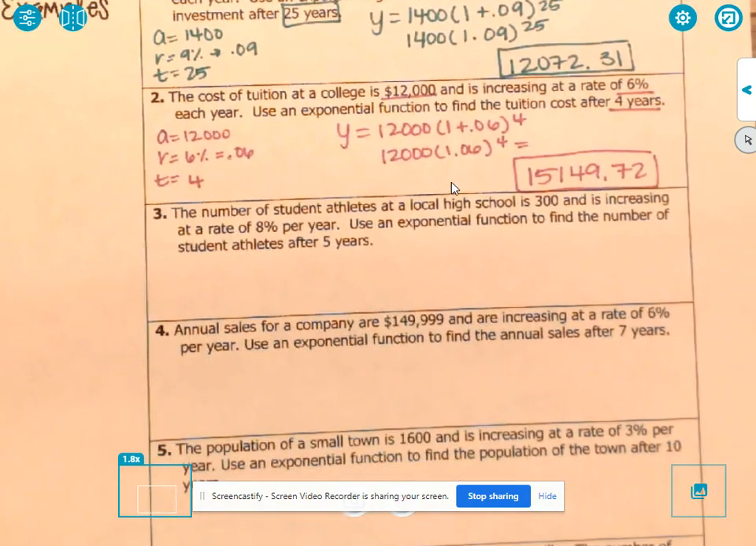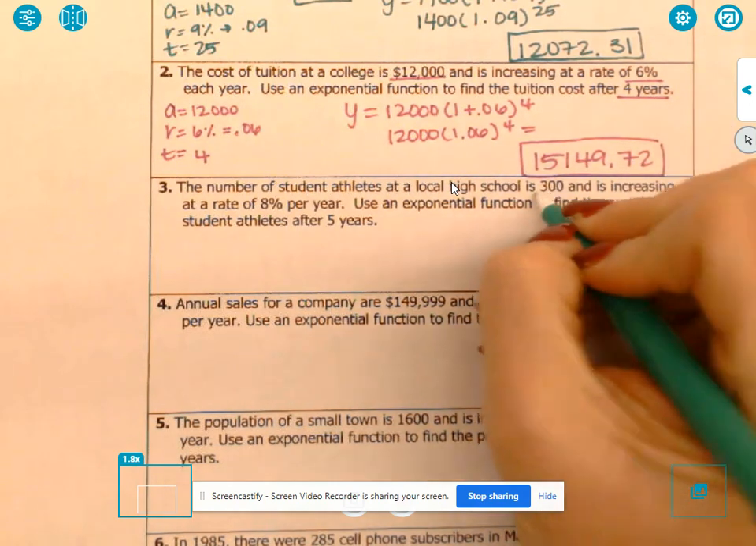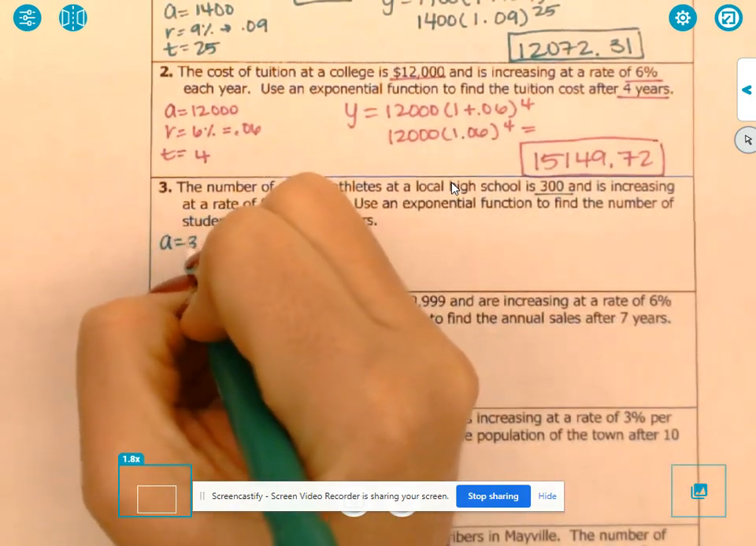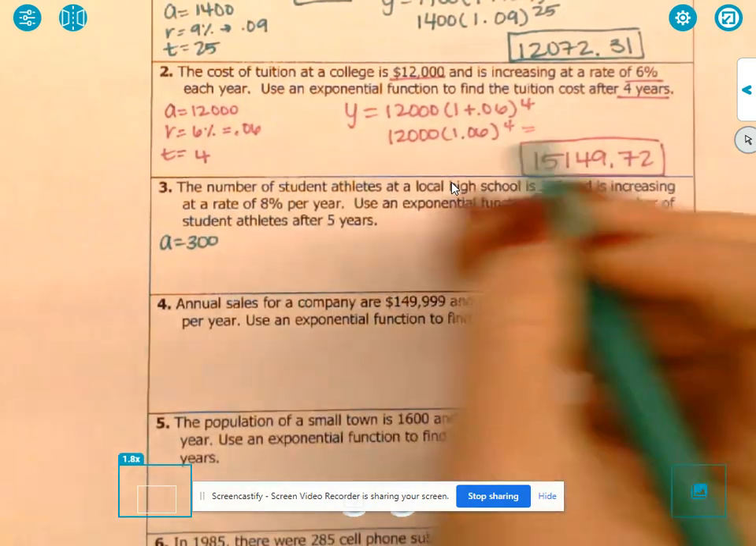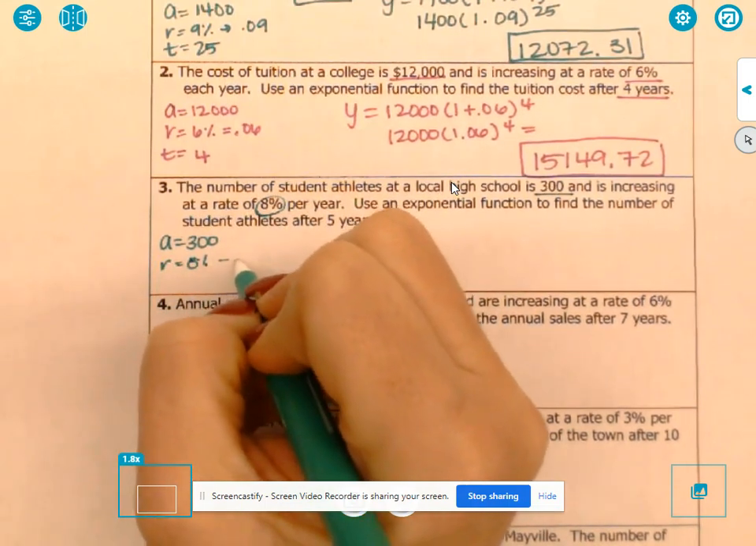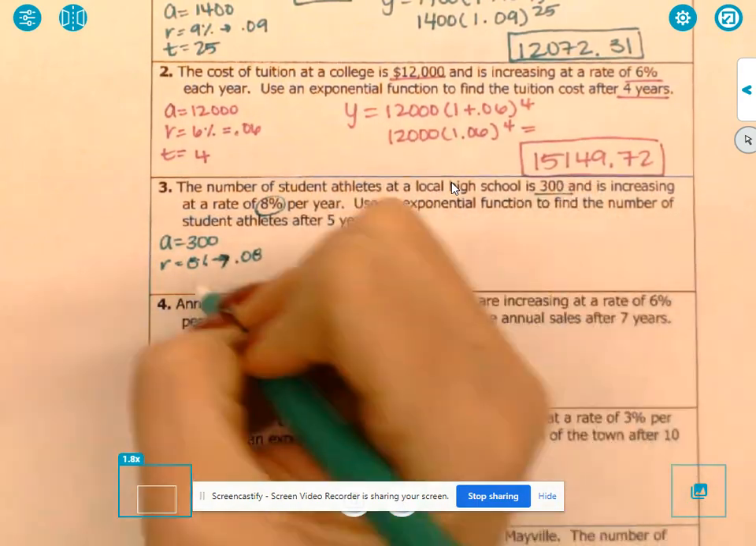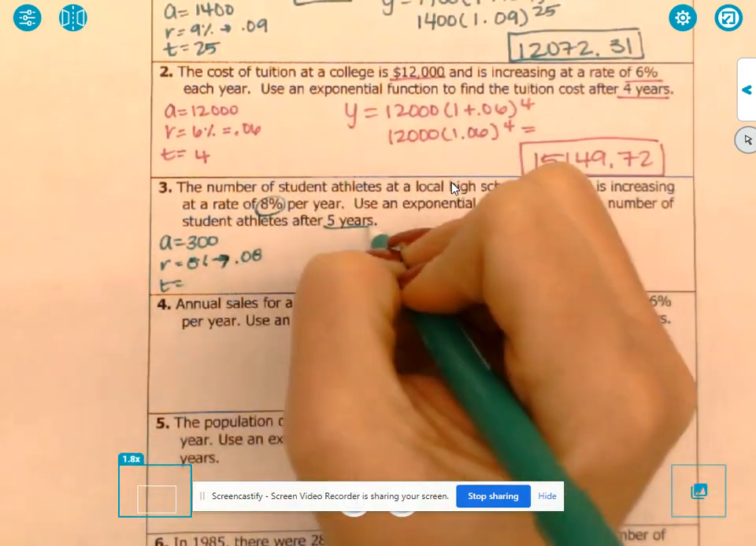I'm not going to continue to show my calculator every single time just because it does take a little bit of time to get that up there. You're literally just typing these in, raising that to the correct exponent. All right, so here we go. 300 students, so that's our A. It's increasing at 8% per year, so that's our R, which we're going to put as 0.08.